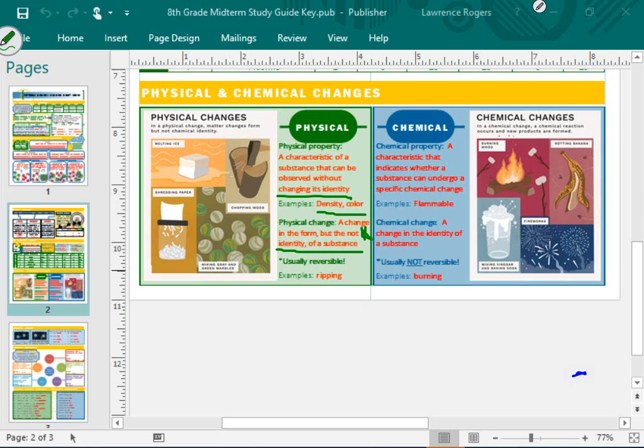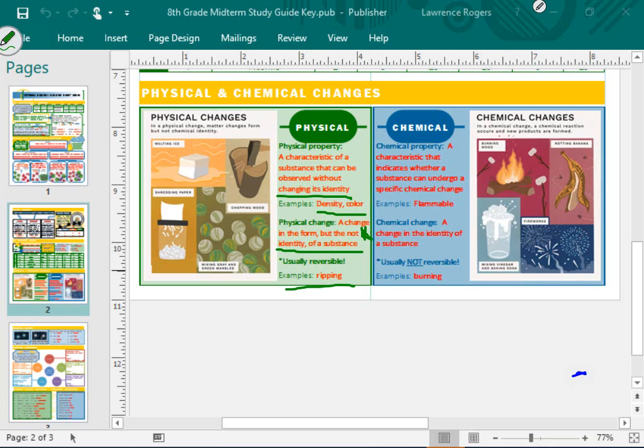If I were to go out and chop wood, I wouldn't change the wood, I would just change what it looked like. If I ripped a paper, which I did in class, I didn't change it into something new. I didn't make it new paper. I just changed what it looked like. So some examples: ripping, chopping, grinding, crushing. All those things are examples of physical changes.